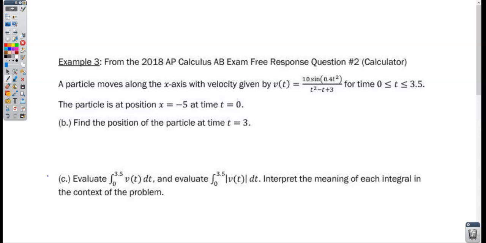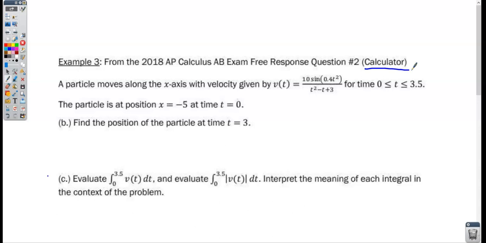We'll start here with example 3, which comes from the 2018 AP Calculus AB exam free response question number 2. This is a calculator question, so we're going to go ahead and use our calculator to help us along the way with this problem. Alright, let's see the stem. A particle moves along the x-axis with velocity given by v of t equals blah de blah for time 0 to 3.5. The particle is at position x equals -5 at time t equals 0.